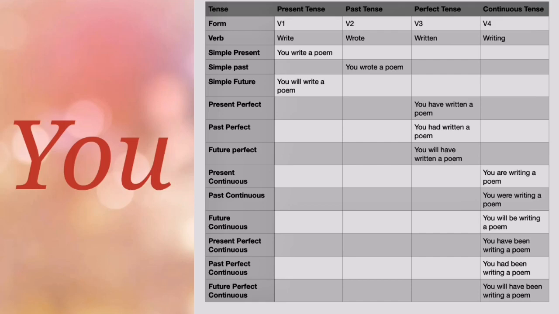V3 written is used to make present perfect tense you have written a poem, past perfect tense you had written a poem and future perfect tense you will have written a poem.